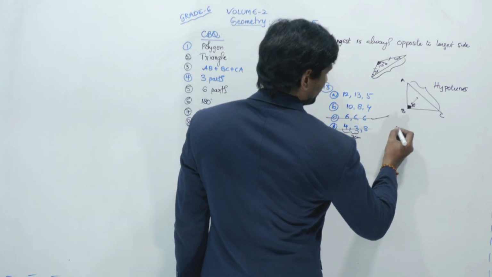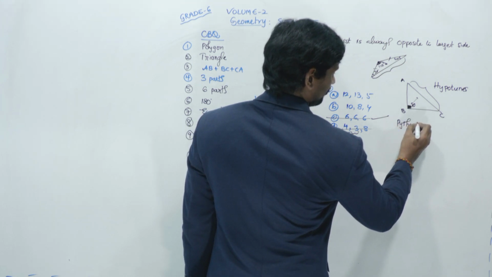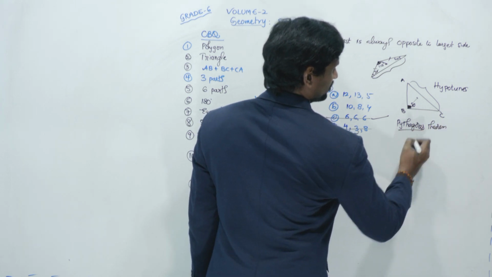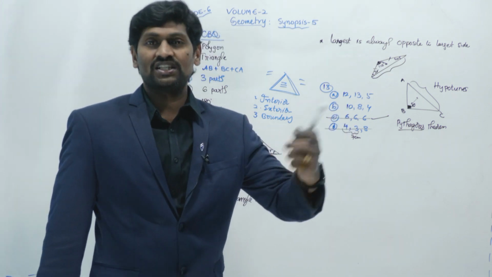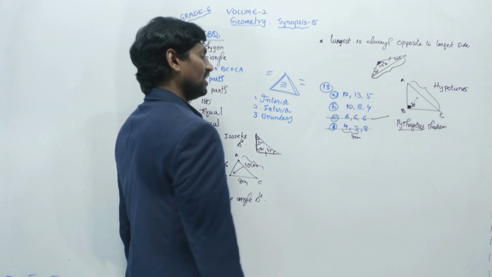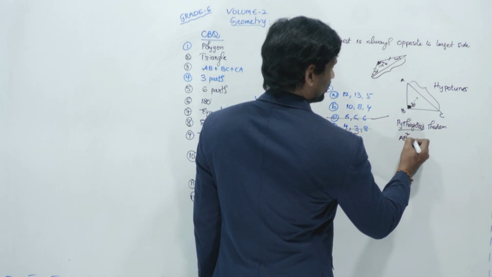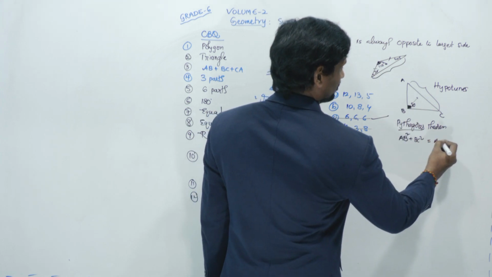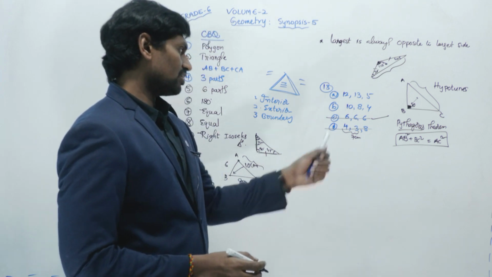And here you should understand the conditions of the Pythagoras theorem. Pythagoras said that the sum of the squares of any two sides is equal to the square of the third side in a right angle triangle. That means AB square plus BC square equals AC square. This is the Pythagoras theorem. By using this theorem we can solve it.